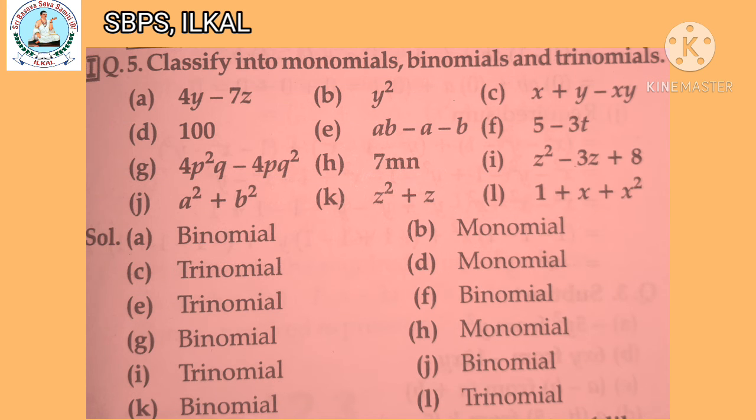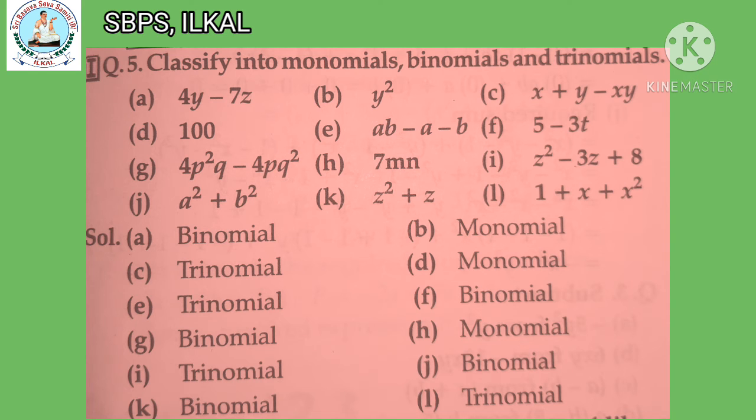Fifth question. Classify into monomials, binomials and trinomials. They gave some questions, children. Let us identify which expression is monomial, binomial and trinomial here. First one, it has only two terms, that is A, 4y minus 7z, it is a binomial. B question, y square, only a single term, so it is a monomial. C, x plus y minus xy, three terms it has, so it is a trinomial.